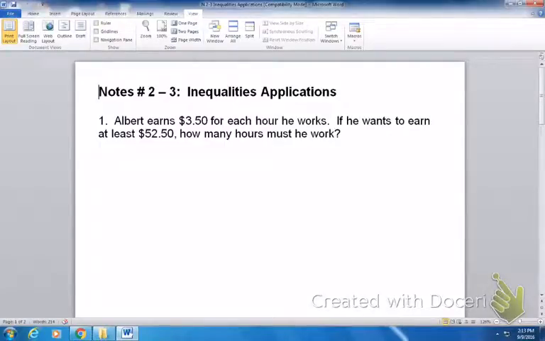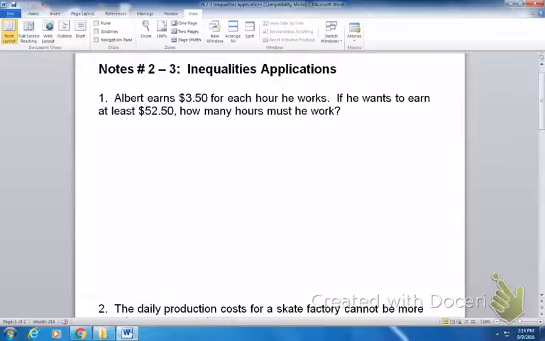All right, guys, so today we're doing notes 2.3. This is going to be inequalities application. So it's sort of like combining the last two things we did with what we did in the last section of chapter 1. So we will be using inequalities, things like less than, greater than, less than or equal to, greater than or equal to. And some of these actually have real-world application. So let's go ahead and get started.